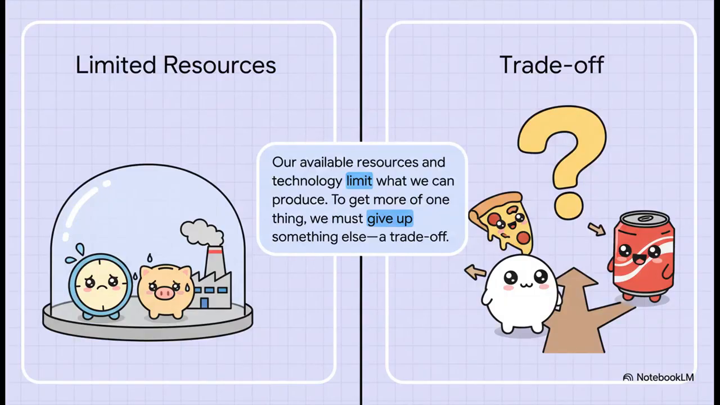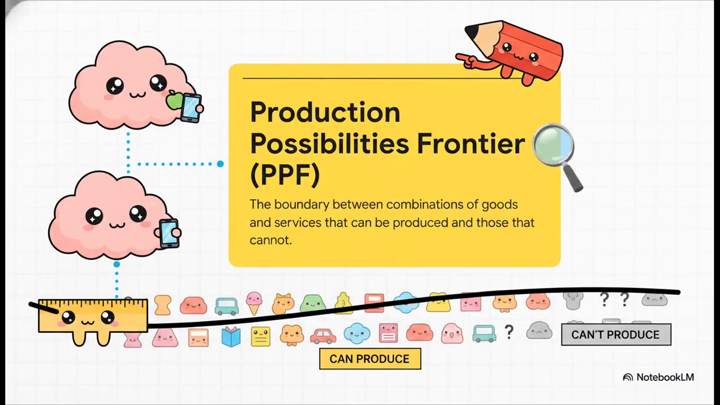At the very heart of economics is a simple, unavoidable truth. We just can't have everything we want. Our resources, whether it's time, money, or raw materials, are limited. And because of this scarcity, we are constantly forced to make choices. In economics, we call these choices trade-offs.